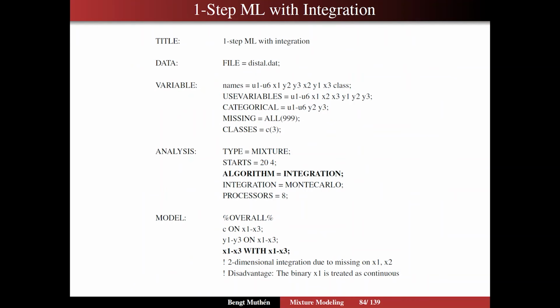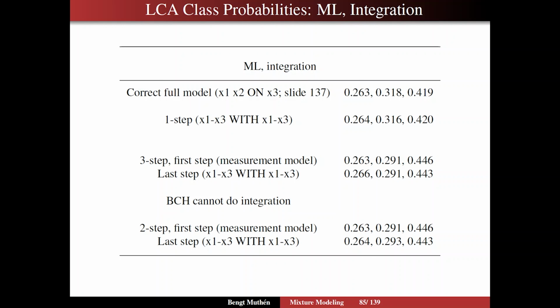One step with integration is done this way, and it's very familiar to what we've seen before, so I'm not going to talk about it much. We use algorithm equals integration Monte Carlo, and we have x1, x3 WITH x1, x3, getting two-dimensional integration. On slide 85, we start the comparison of LCA class probabilities across different approaches.